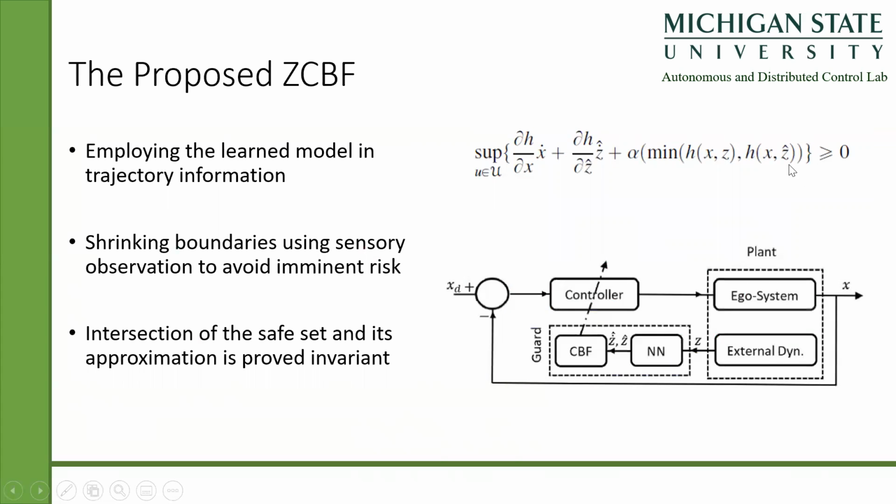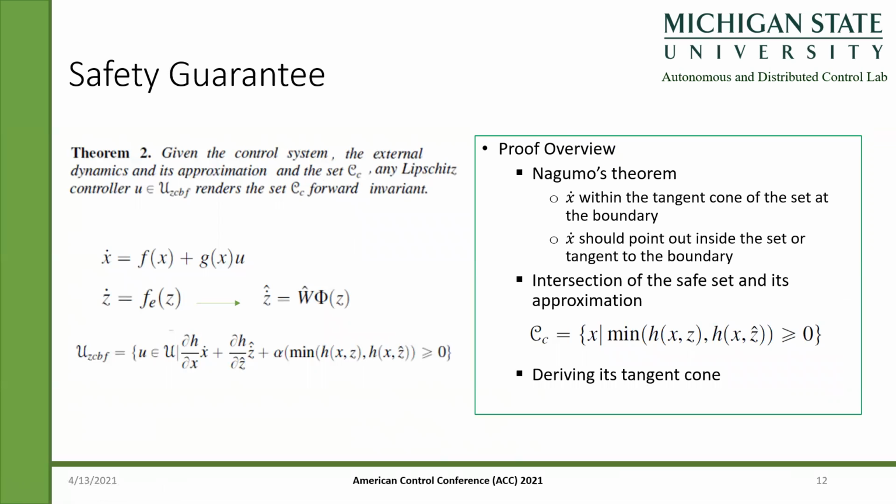And here is the overall configuration that we work on. We observe the states of the external dynamics. We learn about its trajectory, and we apply our observation and the trajectory information to the barrier function, which is employed as an inequality constraint to the controller. Using this control barrier function, we show that CC, which is the intersection of the safe set and its approximation, is forward invariant, which means the safety of the system is preserved.